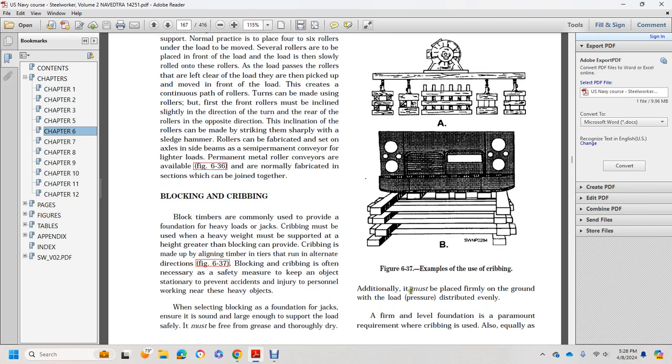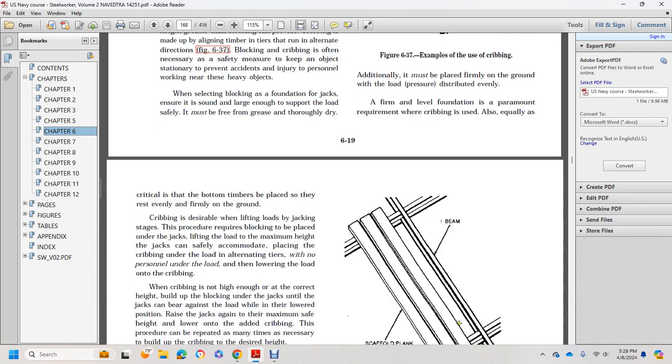Additionally, the cribbing must be placed firmly on the ground. The load pressure must be distributed evenly on a firm, level foundation. This is a paramount requirement of cribbing. It is also critical that the bottom timbers of the crib rest evenly and firmly on the ground.